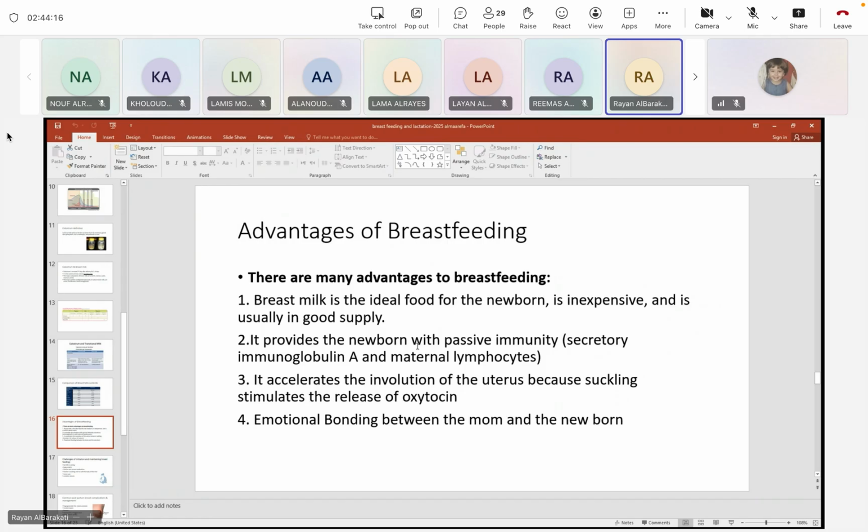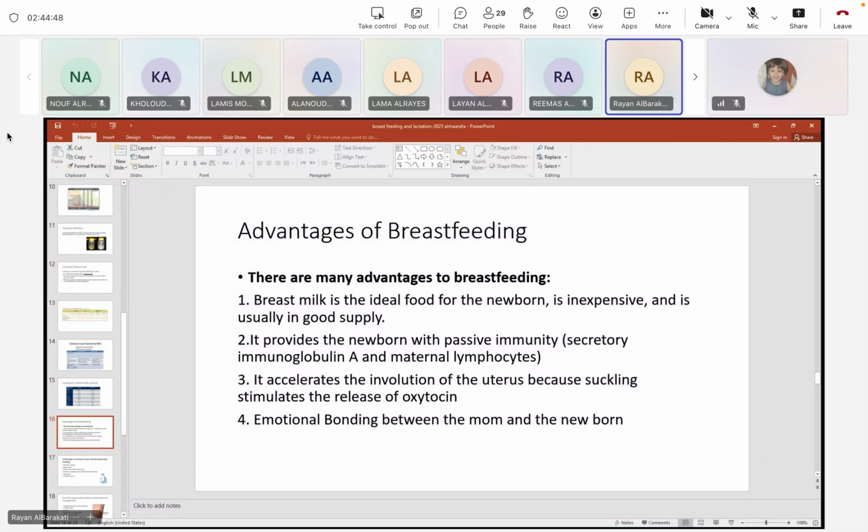It provides the newborn with passive immunity and maternal lymphocytes. It accelerates the involution of the uterus because suckling stimulates the release of oxytocin, which helps the involution of the uterus. And we will cover in the postpartum lecture the rate of involution of the uterus in the postpartum.